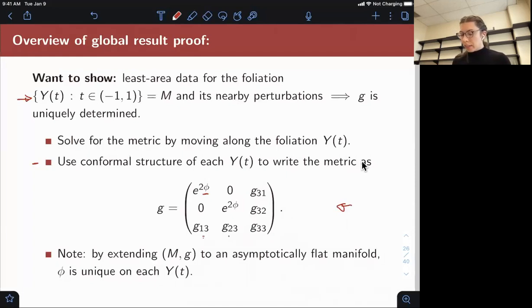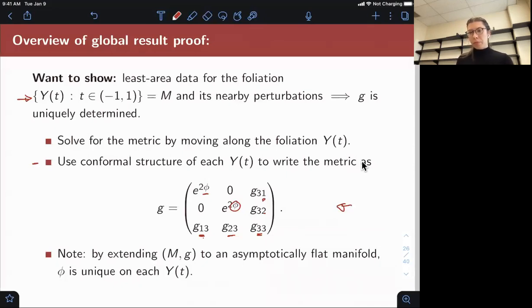And then I have some off-diagonal components. What I mean to highlight here is that when I've written the metric in this convenient way, I'm going to be solving for 4 functions, essentially: the off-diagonal components, the diagonal one, and this conformal factor on each of these surfaces. So I'm looking for 4 functions.